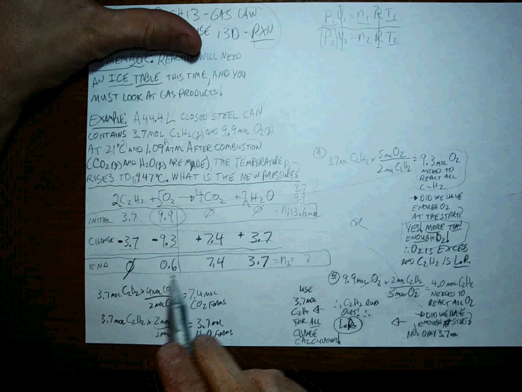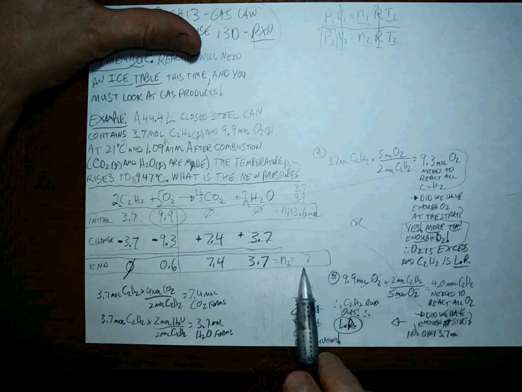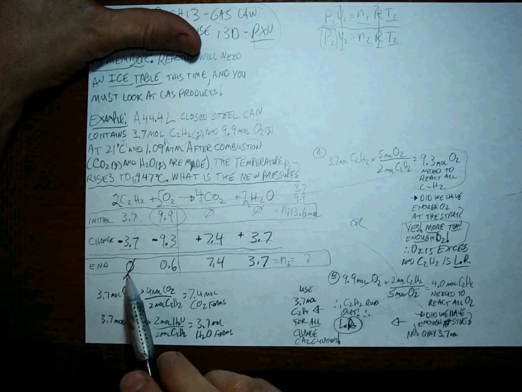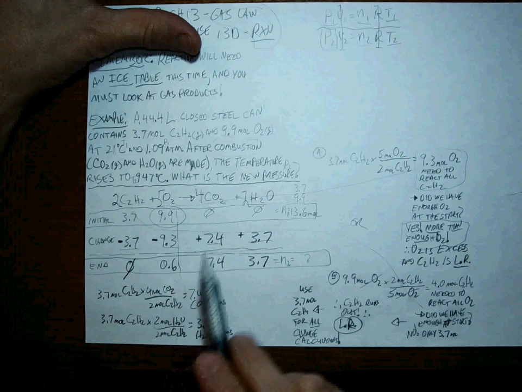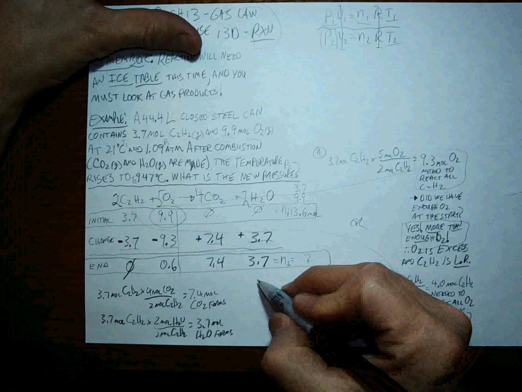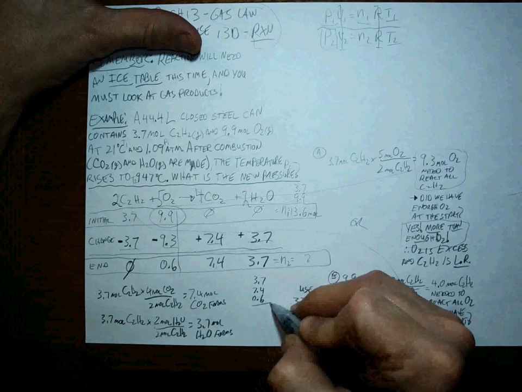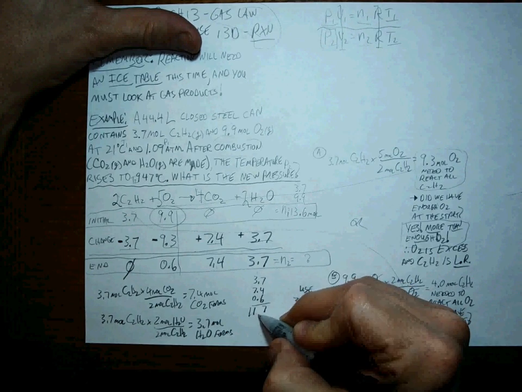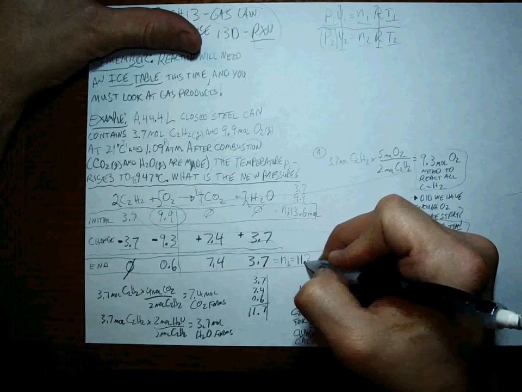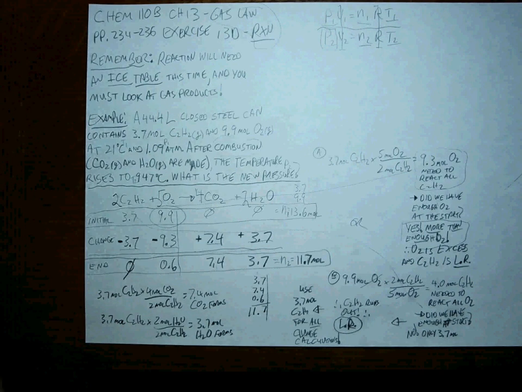There is no other way to get this value, but this, as you can see, is the moles of gas at the end, which is what N2 is. No C2H2 is left, but we've got a little bit of oxygen and then carbon dioxide and water. So when we add 3.7, 7.4, and 0.6, we get 11.7 moles of gas at the end.